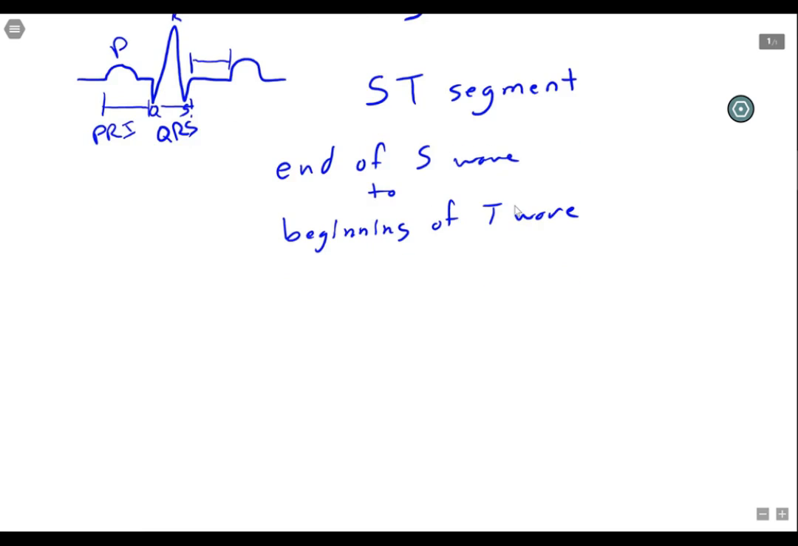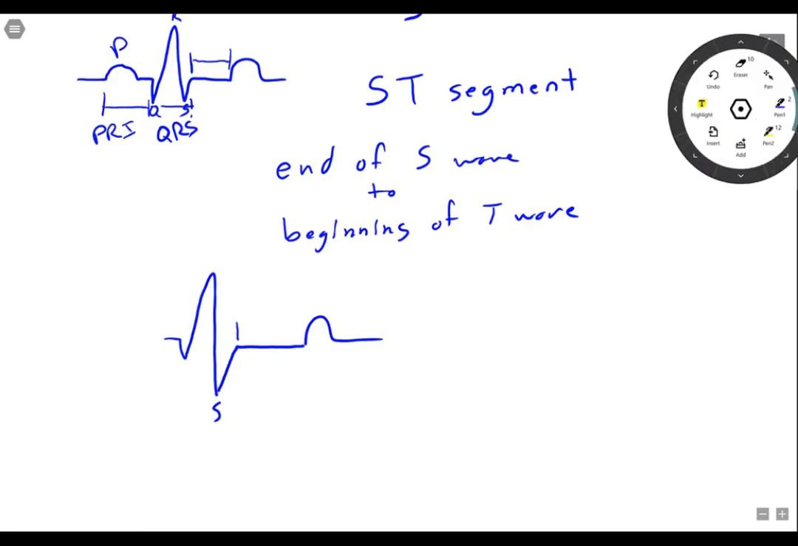So let me draw another QRS complex and T wave here. So the question is, if this is the S wave, where does it end? Well, it ends right here. What you're looking for is, when does that S wave change direction? So it's going to come up towards what we call the baseline here.